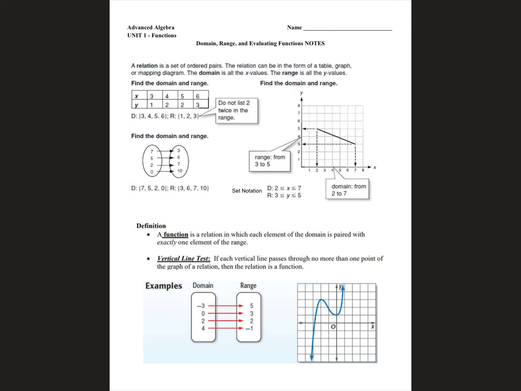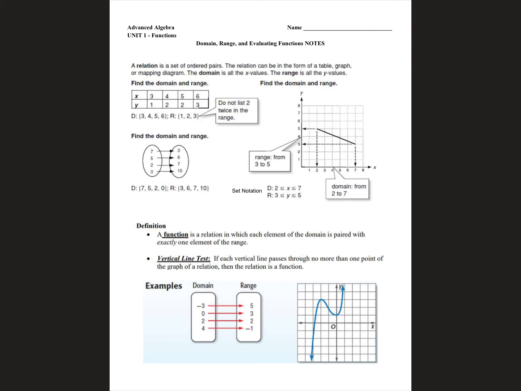So when they're asking you to find the domain and range, given a table, you can see in that picture in the top left, we have two rows, an x row and a y row. Your x values, again, correspond to your domain. Your y values correspond to your range. So my input values are 3, 4, 5, 6. My output values are 1, 2, 2, 3.